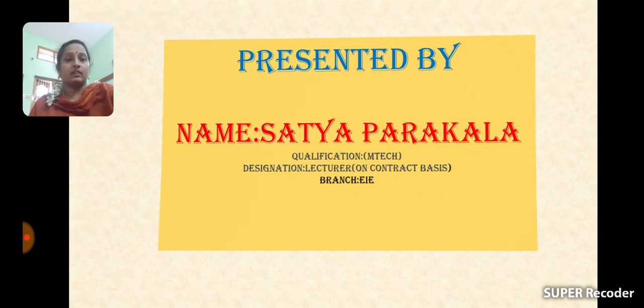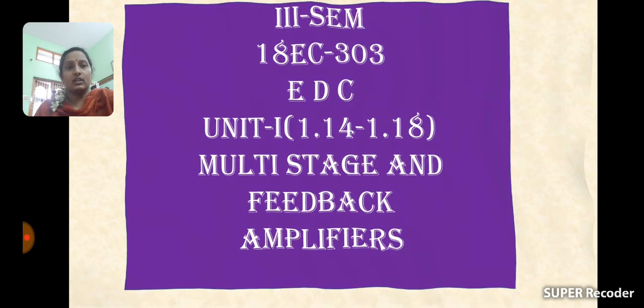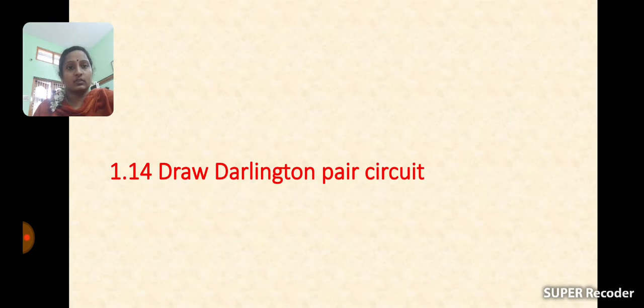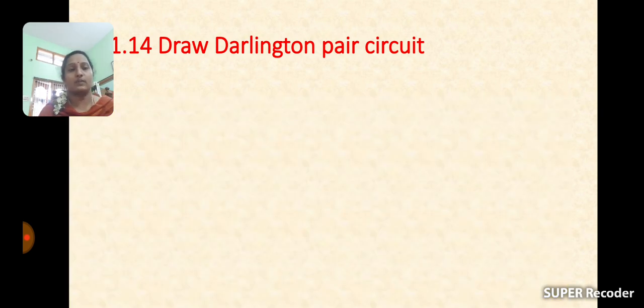In our last classes we already discussed what amplifiers are, the classification of amplifiers, and based on coupling, RC coupled as well as transformer coupled. So in today's class we are going to discuss feedback amplifiers as well as the Darlington pair circuit. Before going to discuss the Darlington pair circuit, we would like to revise previous class topics.